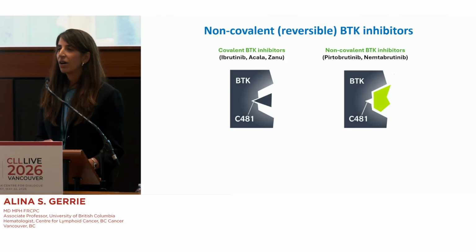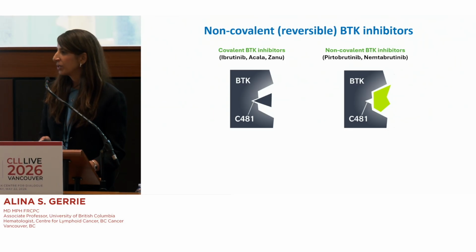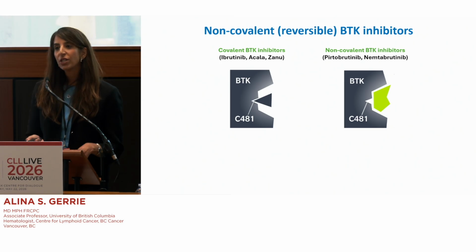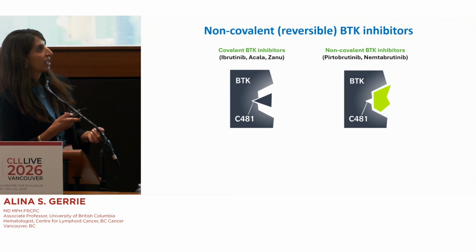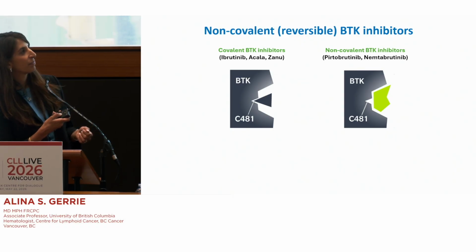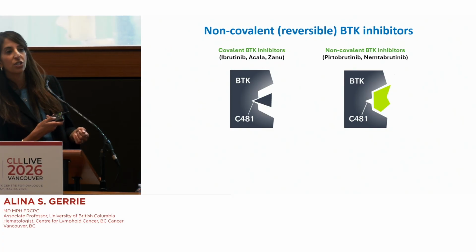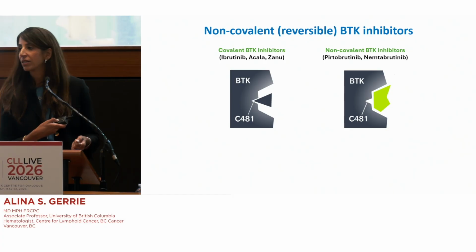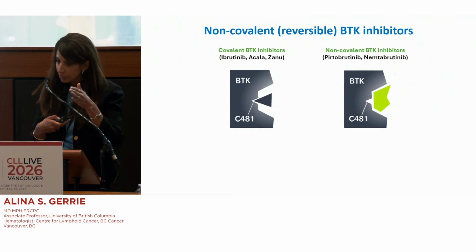So this concept of non-covalent or reversible BTK inhibitors. The original BTK inhibitors that were developed are covalent, or what we call irreversible BTK inhibitors. That's ibrutinib, acala, and zanu. And imagine that this is the BTK protein, okay, in your cell. And this is the drug that's trying to target the BTK protein. Think of this like this is the parking lot, the BTK parking lot, and this is the exact parking spot where ibrutinib, acala, or zanu fits in.